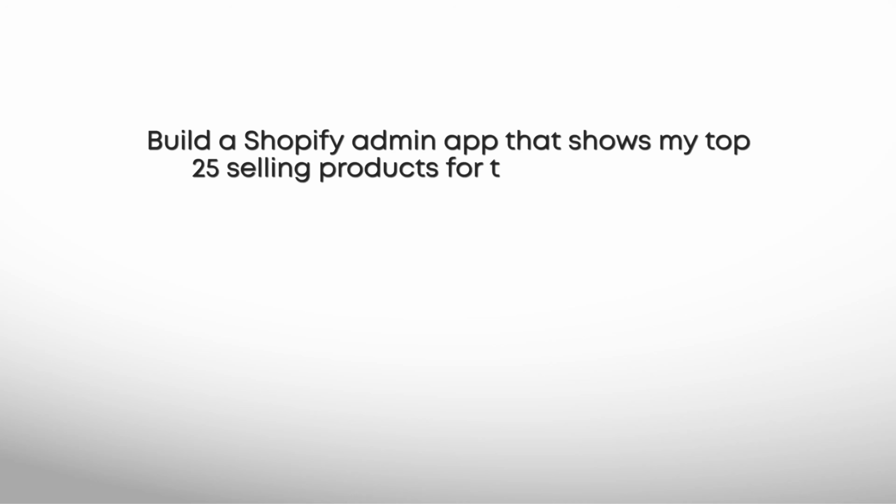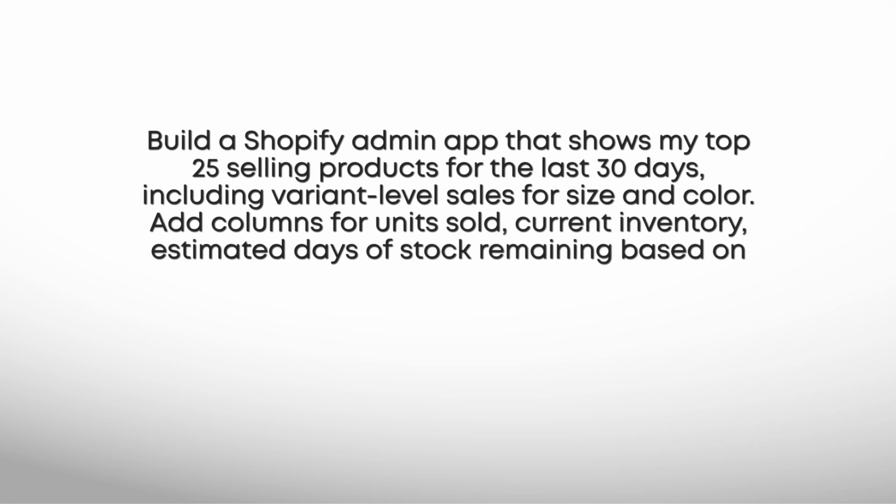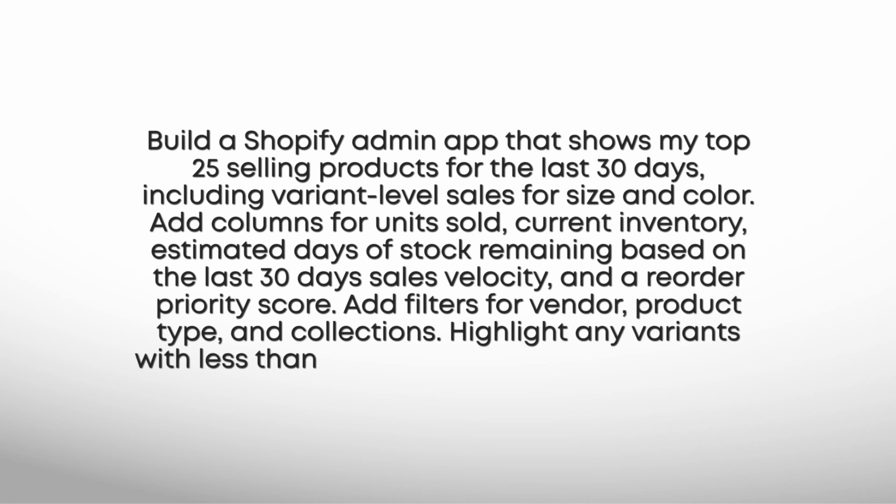Your prompt to Sidekick could be ridiculously direct and say something like, build a Shopify admin app that shows my top 25 selling products for the last 30 days, including variant-level sales for size and color. Add columns for units sold, current inventory, estimated days of stock remaining based on the last 30 days of sales velocity, and a reorder priority score.